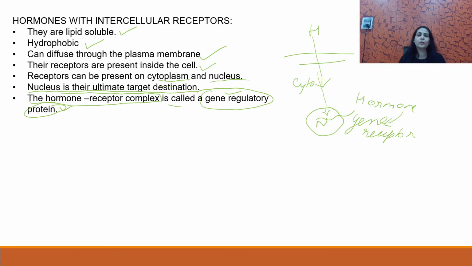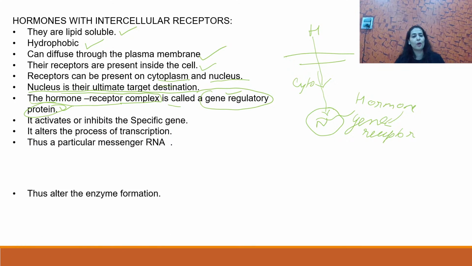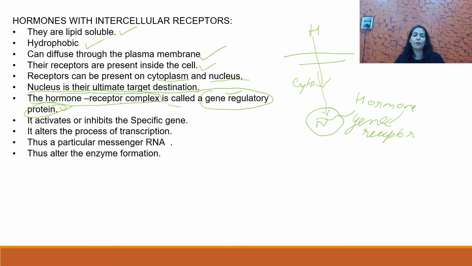The hormones are lipid soluble. They enter inside, and they regulate a particular gene. So they are basically gene regulators. It activates or inhibits a specific gene. If the gene is activated or inhibited, then the process of transcription is changed. Either mRNA will be formed or mRNA will not be formed. A particular messenger RNA will be formed or will not be formed, and it will change the formation of enzyme.